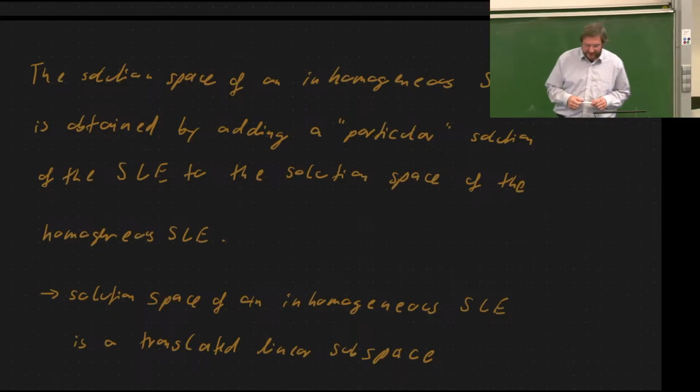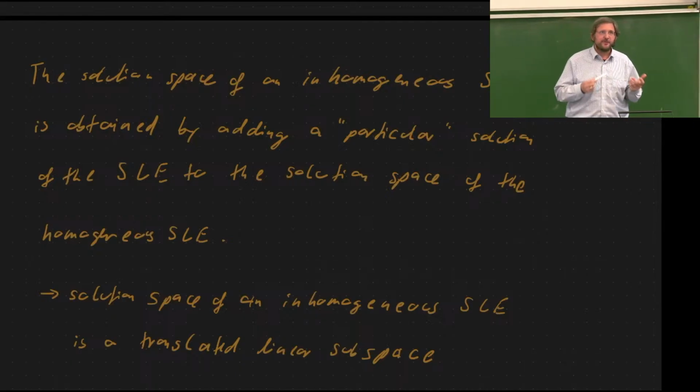Okay, so that means the solution space of an inhomogeneous system of linear equations is obtained by taking the solution space of the corresponding homogeneous system and adding one solution.